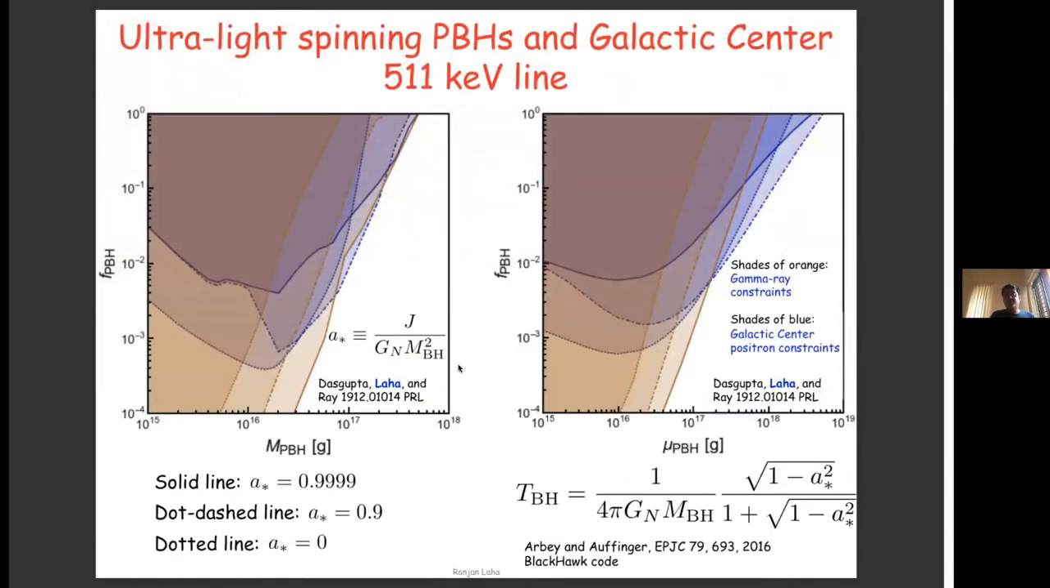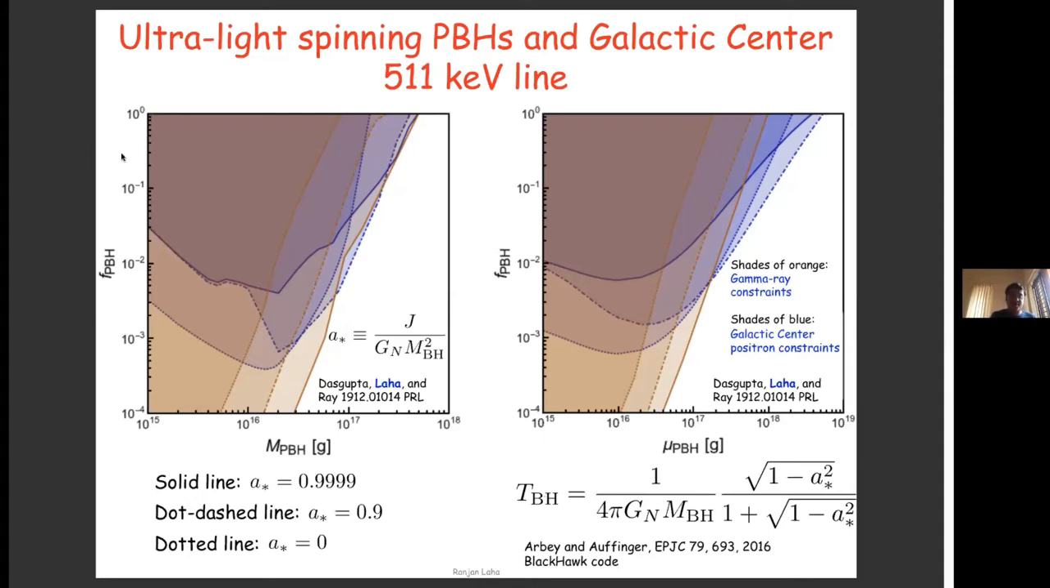So for spinning primordial black holes, suppose the angular momentum of the primordial black hole is defined as J, then we can derive this. We can define this reduced spin parameter a star equals J by G N M BH squared, right? And this a star can take various values from 0, that means it's non-rotating, to almost tending to 1, that means it's maximally rotating. And this factor changes the temperature of the black hole, right? So remember the previous formula is modified by the presence of this fraction. So now you can take this expression and try to calculate the Hawking radiation spectrum and compare with measurements.